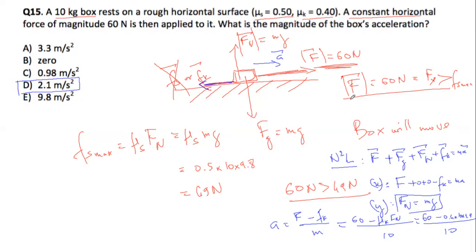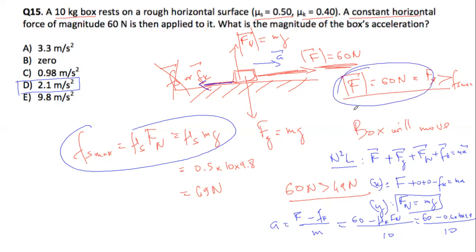So if this Fs max was bigger than this F, the acceleration would be 0 because the box would not move. But here the horizontal pulling force is bigger than the maximum static friction, so the box will move and I will have a constant acceleration. And of course, the acceleration along the y direction is 0. That's why I said Fn is just mg.